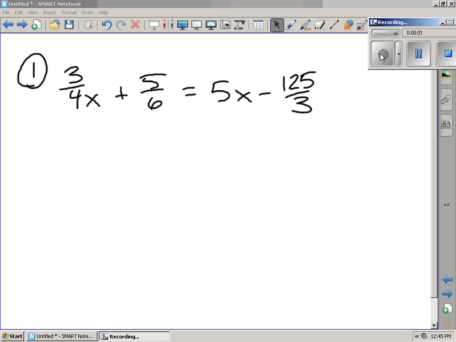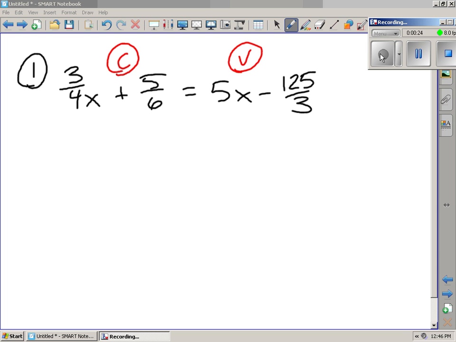This video will contain 3 problems on solving equations that contain fractions. There are a lot of different ways to solve problems that contain fractions, but we're going to stick to what we've been doing in class. The first thing that we need to do in number 1 is move the variables to one side and the constants to the other side.